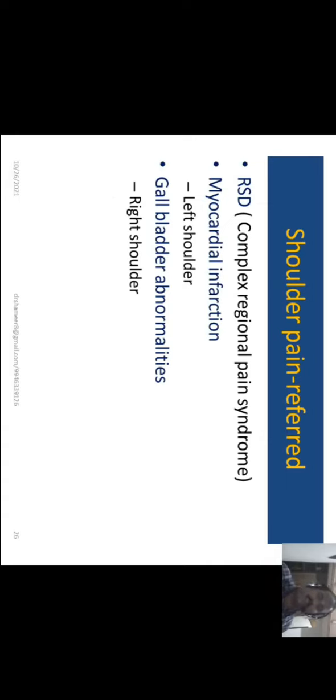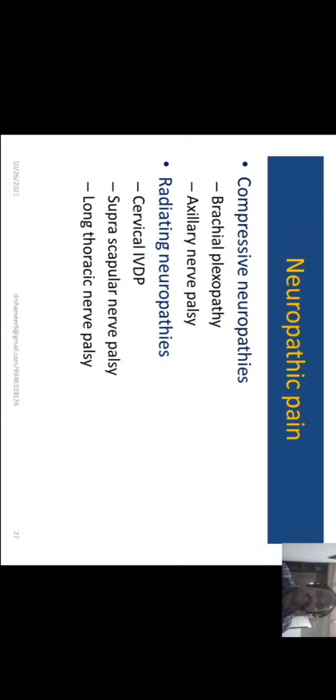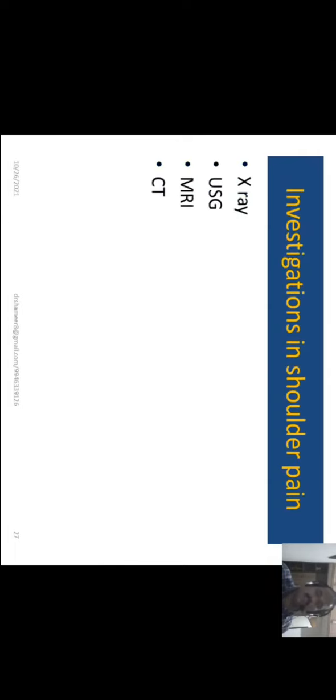If pain is referred from the left shoulder, maybe a myocardial infarction, and in case of the right shoulder, maybe a gallbladder abnormality, or a cholelithiasis or a cholecystitis, etc. It may be a neuropathic pain, brachial plexopathy or axillary nerve injury, cervical IVDP. Okay. And the investigations are shoulder ultrasound, X-ray, MRI, and CT. And X-ray we will go into in detail.